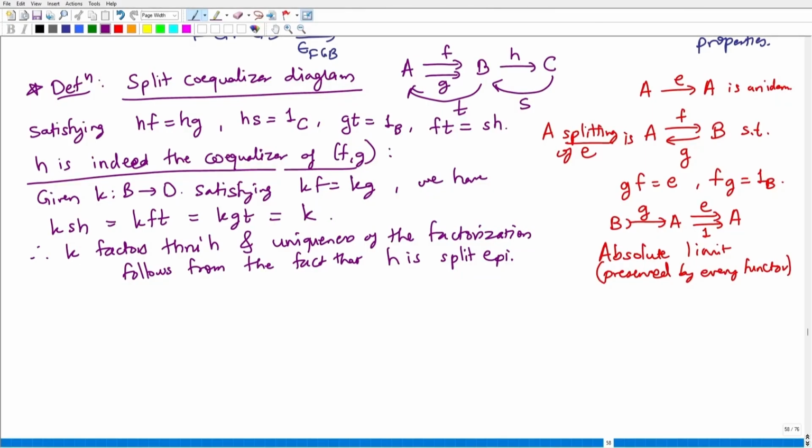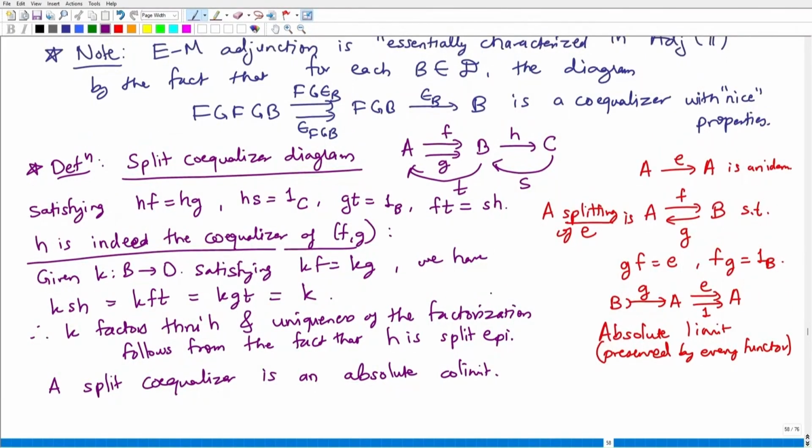Now, let me just mention that split co-equalizer is an absolute co-limit, which means any functor will preserve it. Okay, so can you see, our discussion was motivated by this particular diagram. I'm going to claim that this diagram is indeed a split co-equalizer diagram.